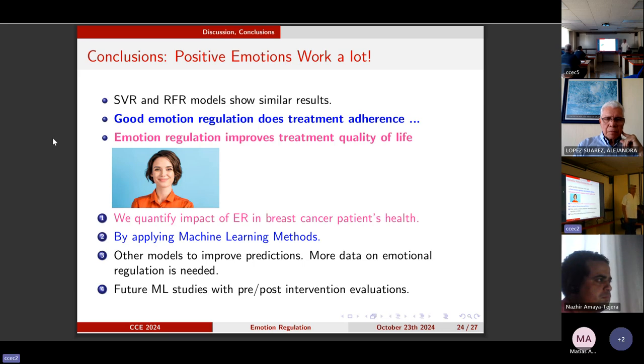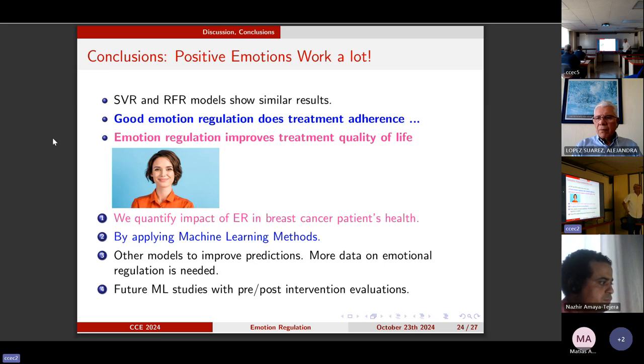Yes, of course, they are, and they impact negatively. They put the breast cancer patients in a worse condition. Positive emotion is helpful, but of course it also depends on the company the patient has. If the patient has company, people who are suffering, let's say, with her, it helps the patient with the problem.